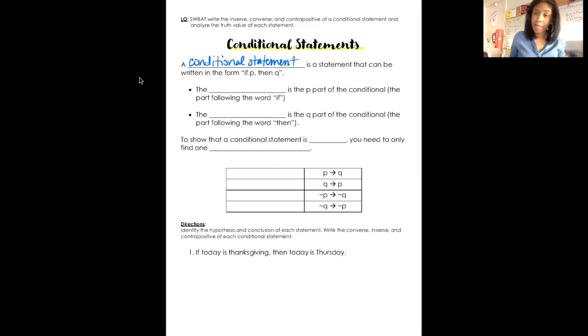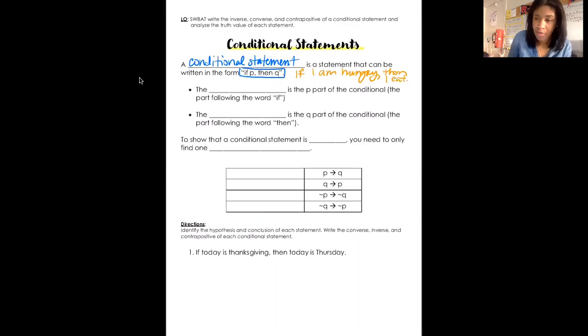A conditional statement is a statement that can be written in the form if P, then Q. Let's box this. If P, then Q. So for example, if I am hungry, then I eat. If I am hungry, then I eat. That is a very basic conditional statement, okay?